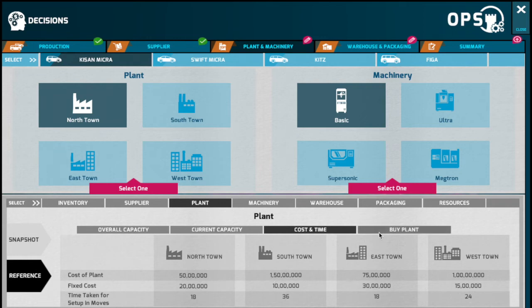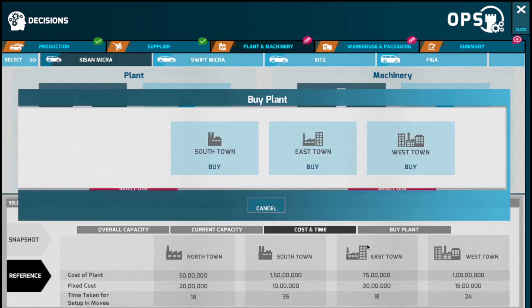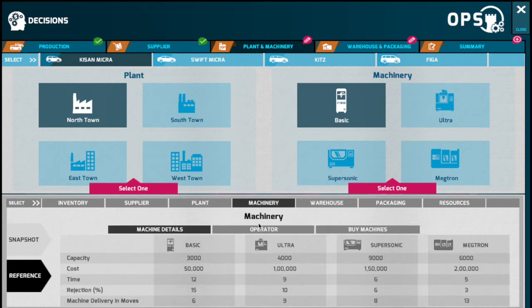The teams also would be in a position to install more plants by clicking on buy plant and commissioning them. Information on the machinery is crucial in order to augment the capacity. Machinery details in terms of the overall capacity, cost and time give the players the information in order to choose which machinery they would like to procure, and also take into consideration the overall rejection percentage and the total time it takes for the machinery to be delivered.